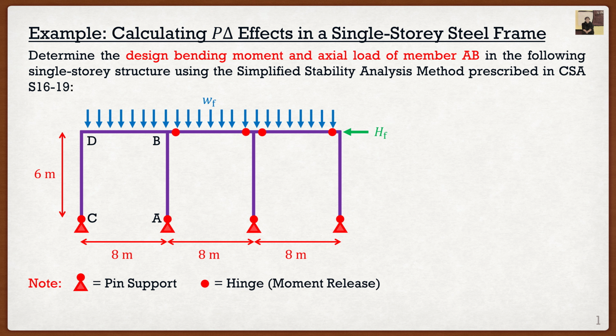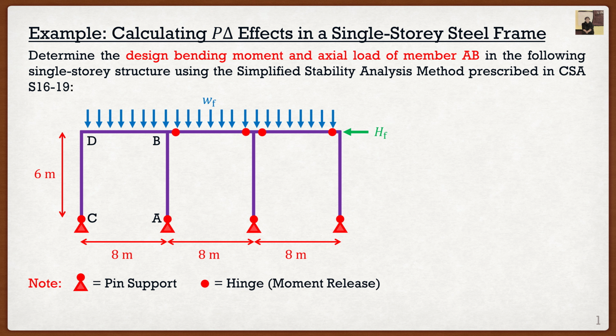Now typically as an engineering designer, what we would need to do is conduct a P delta analysis. The problem is not everyone is qualified to do a P delta analysis, and the structural software you're using may not have it included. But don't worry, CSA has your back where it has the simplified stability analysis method, where basically we can take first order analysis, which is what we're going to do, and we can determine the second order or P delta effects based on the first order analysis.